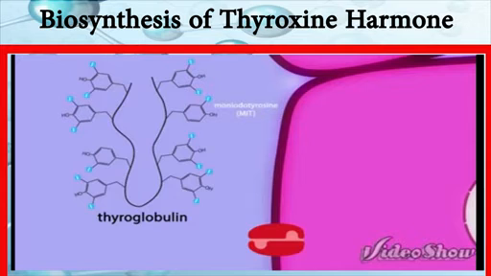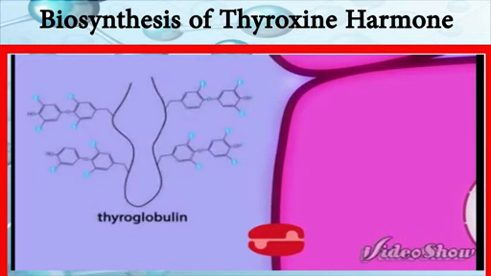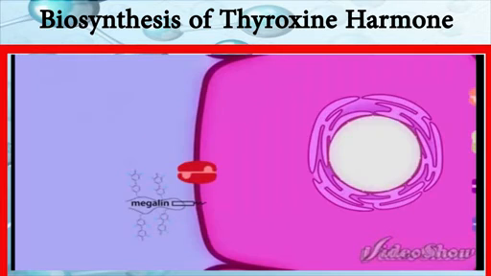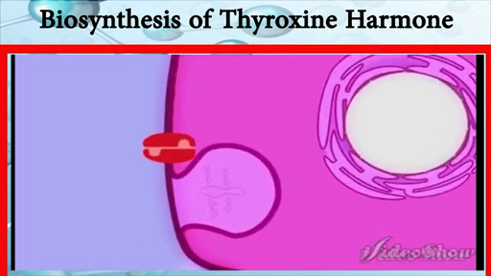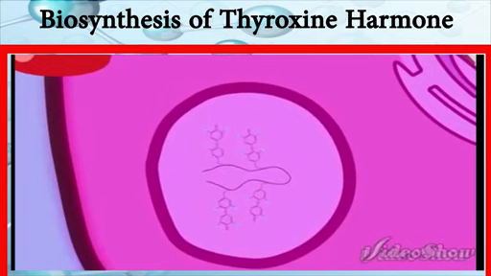The third step is condensation. Look here, after iodination, the coupling occurs as a result. Diiodotyrosine plus diiodotyrosine results in T4, and monoiodotyrosine plus diiodotyrosine results in T3. Now this compound is engulfed into the follicle cell, then proteolysis of thyroglobulin occurs and iodothyronine is released to the blood.